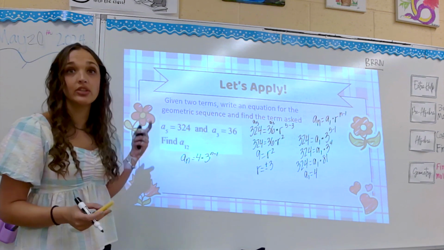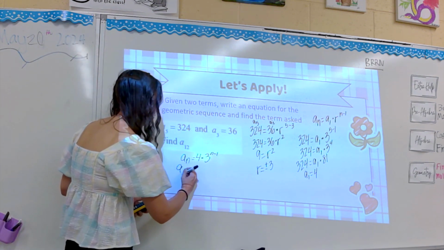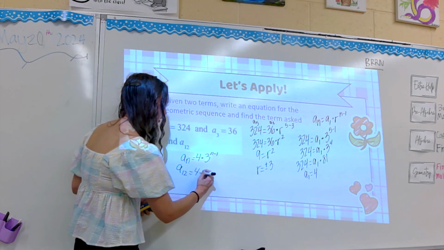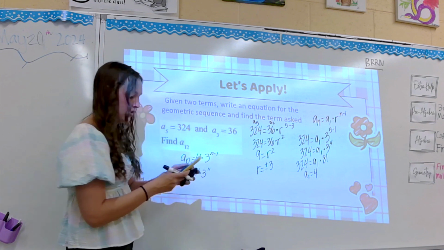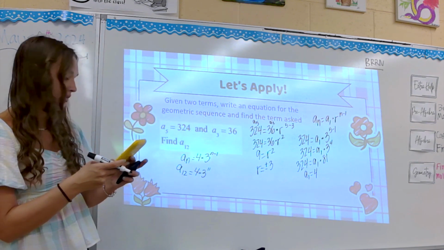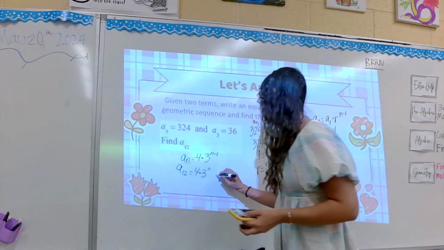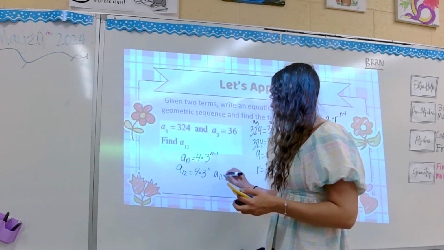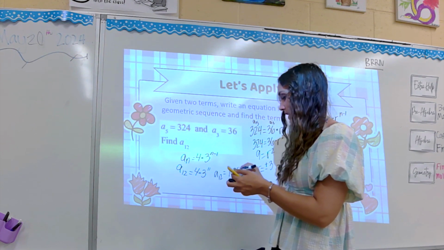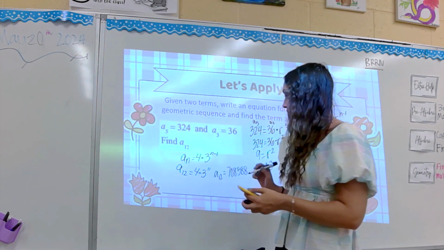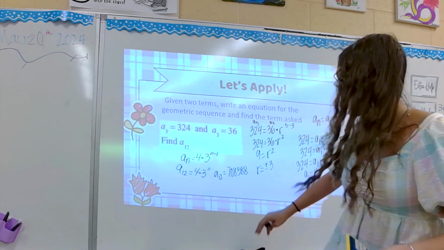Now they're asking for the 12th term, so let's plug that in. So my 12th term is going to equal 4 times 3 to the 12 minus 1, which is 11. So 3 to the 11th power times 4 gives me my 12th term as 708588.